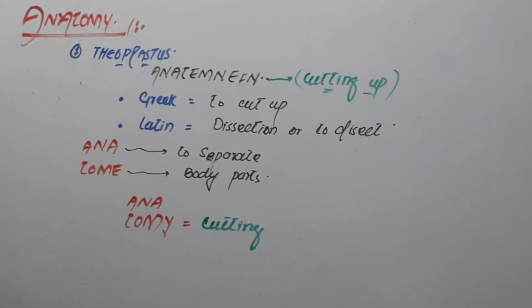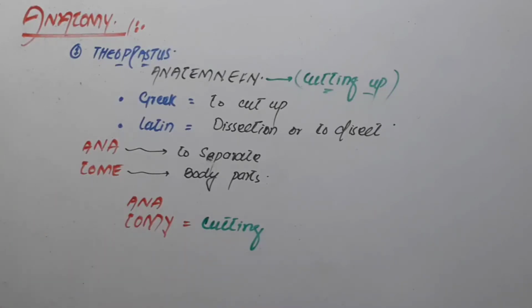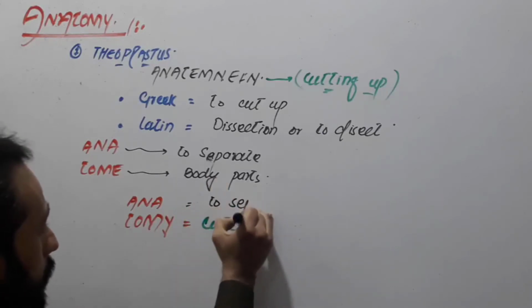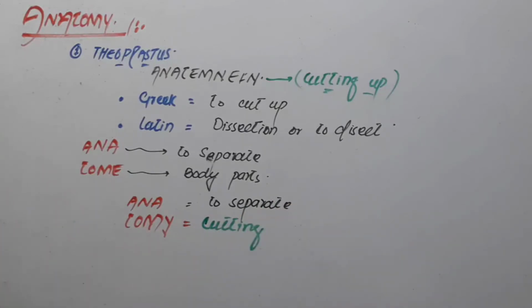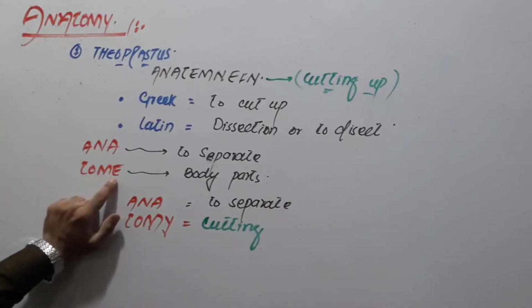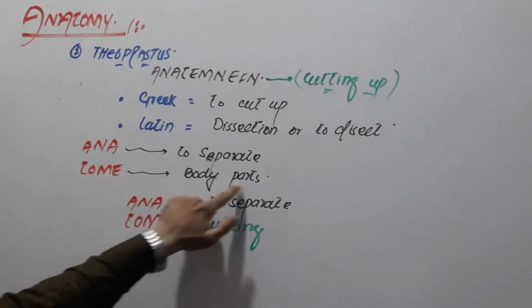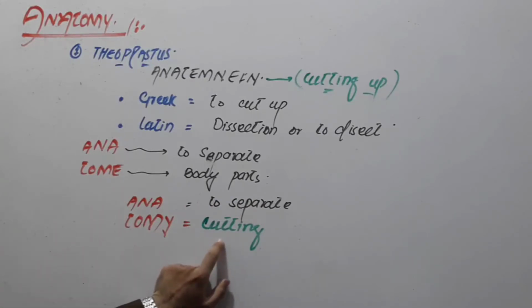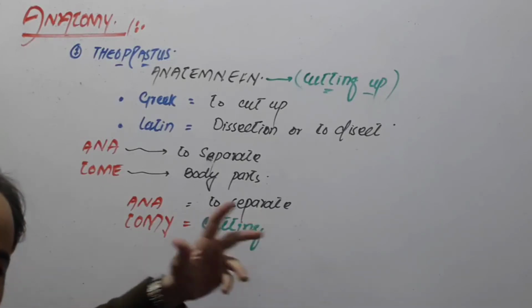I will give examples and then you will know what I am going to tell. So ana still means to separate. And when we put Y instead of E, why? Because when there is E, it means tome, body parts or body. But if we put Y here instead of E, tomy, then tomy means cutting, right? So we cut and separate body parts.